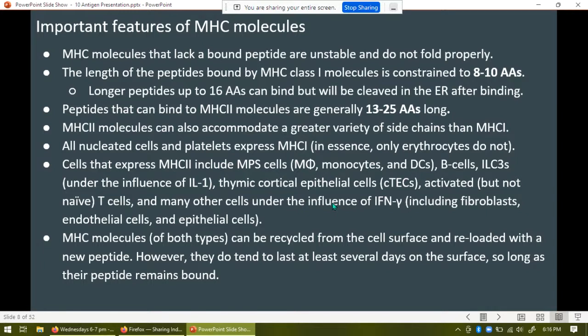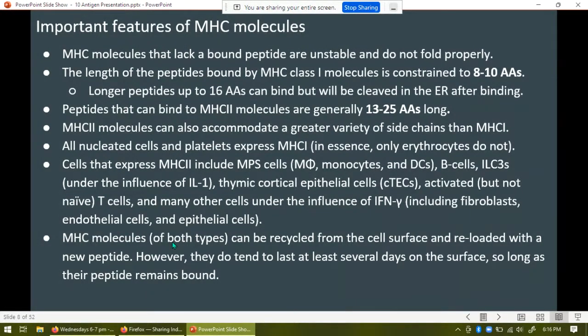Weirdly enough, they can express MHC2. And many other cells only under the influence of interferon gamma. For example, fibroblasts, endothelial cells, epithelial cells, all of these things can express MHC2, but only when they've been stimulated with interferon gamma. Remember, interferon gamma is one of those cytokines made by T helper type 1 cells, and it's made mostly during viral infection.